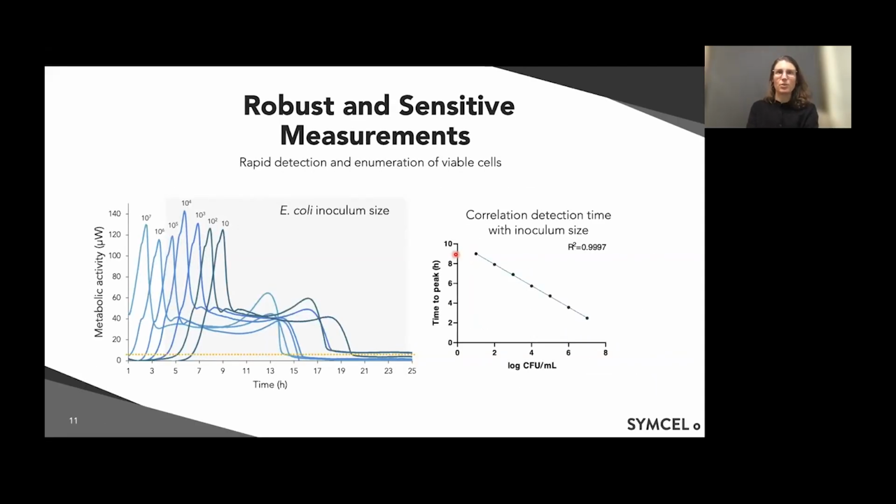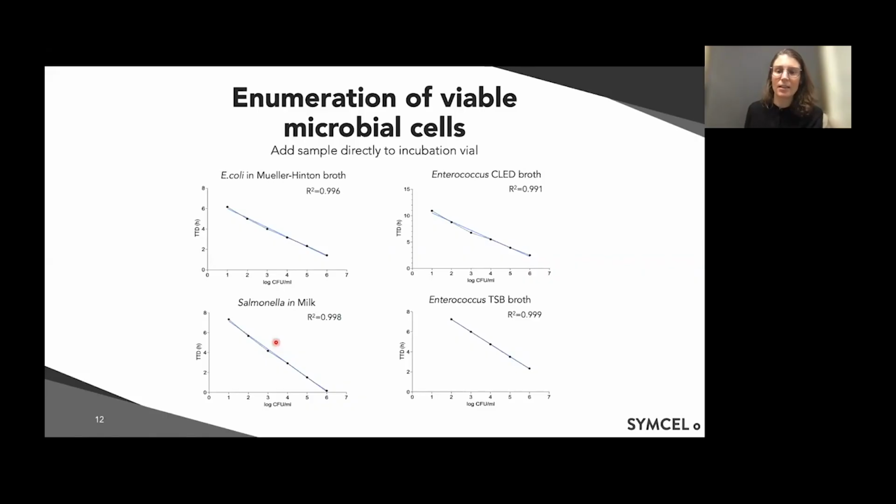The signals that you get are robust and sensitive and allow a rapid detection and enumeration of viable cells. And that is shown here on the example that is E. coli cultured in rich medium with different inoculum sizes. And what you can see is that the lower the inoculum is, the time to detection shifts to the right on the time scale. And it has a direct correlation of detection time with the inoculum size. So it is an excellent method to enumerate viable microbial cells.